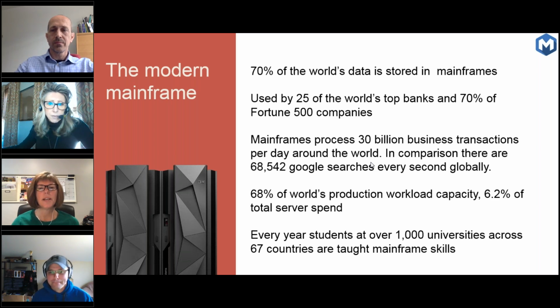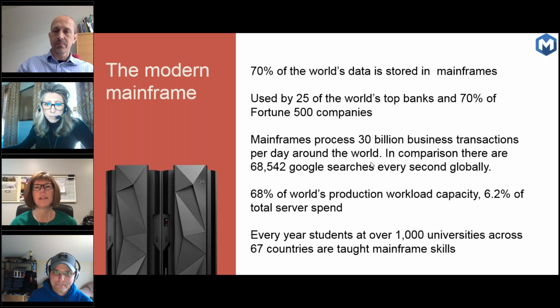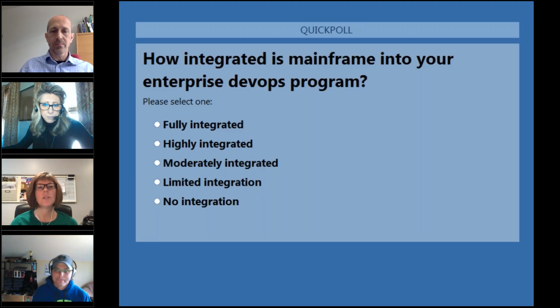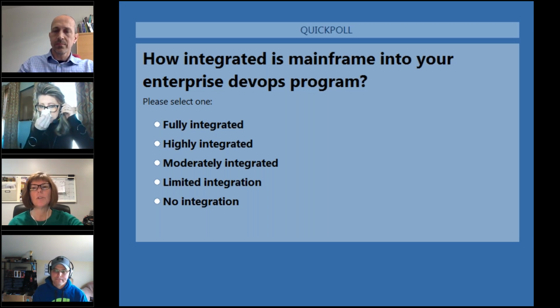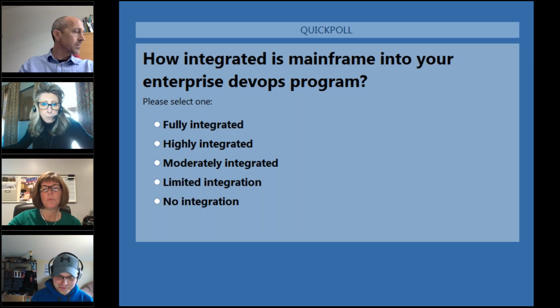All right, great. So I'd like to throw out a couple more polls just to take the pulse here to see where companies stand in relation to the mainframe adoption. I'm going to push out the first one right now. The question is, how integrated is mainframe into your enterprise DevOps program? Fully integrated, highly integrated, moderately integrated, limited integration, or no integration whatsoever? Go ahead and submit your answers, and I'll give everybody a few seconds here, and then we'll push out the results, and then we'll do another poll right after that.